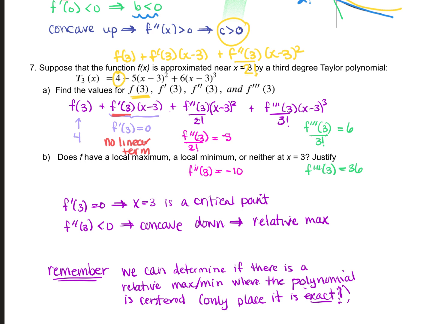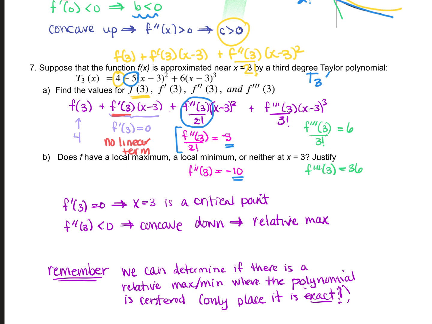Then we go to the next one. Now we're going to look at the second derivative. Now right here, what's in front of this is the second derivative divided by 2 factorial. So right here, negative 5 is the second derivative divided by 2 factorial. So if I want to know what the second derivative is, I have to multiply by 2 and get negative 10. Now, if you went through and took the derivatives, it's going to work out that way. So you could have gone and taken the derivatives of this T3 Taylor polynomial.